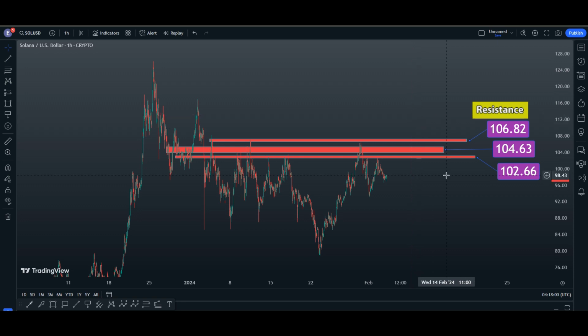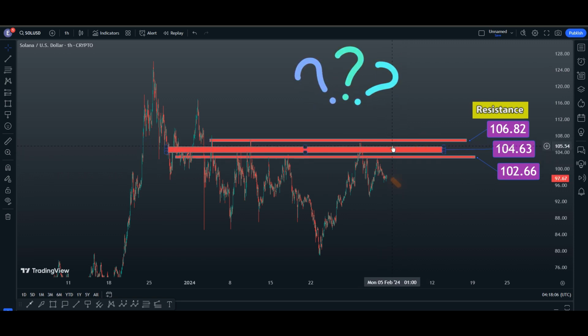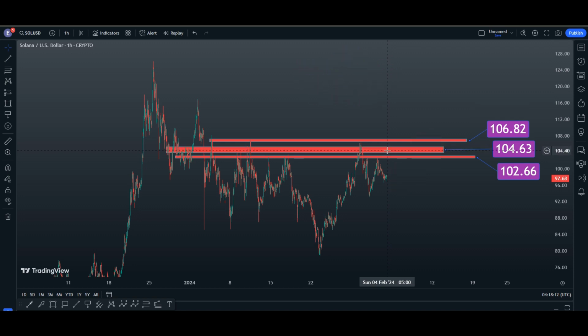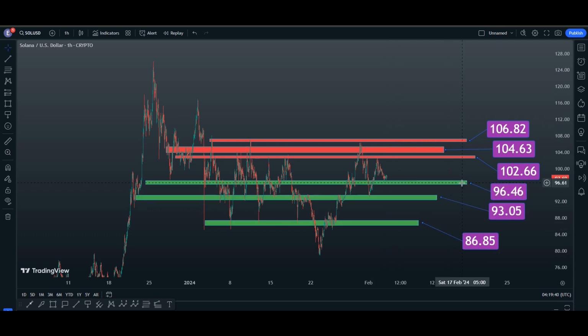We don't know, can market break this important resistance or no, but let's see where is our support here. And those are our support area. I think first one is not important, but second one is very important and strong. This one, 93, is very important area.